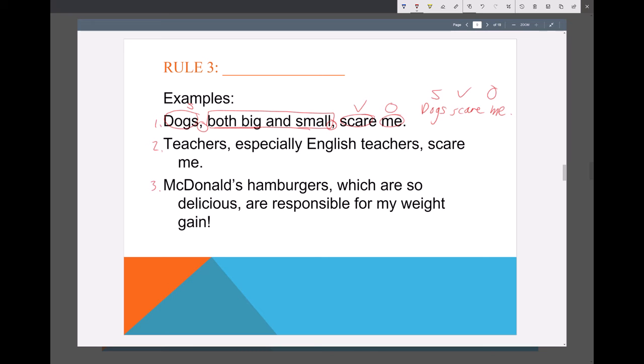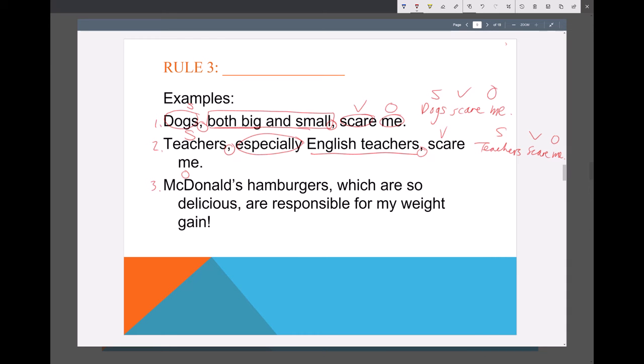Let's try number 2. Teachers, especially English teachers, scare me. So, same thing, right? Teachers, subject, verb, scare me, object. So, teachers scare me. Subject, verb, object. And what kind of teachers? English teachers. So, especially being the adverb here. So again, we're adding more information about what kind of teachers scare you.